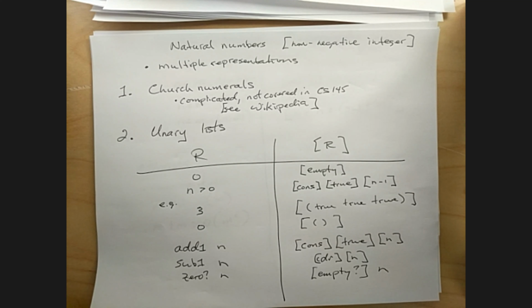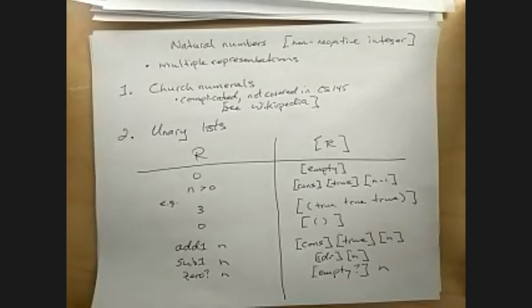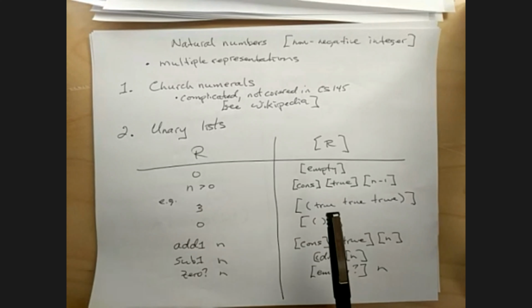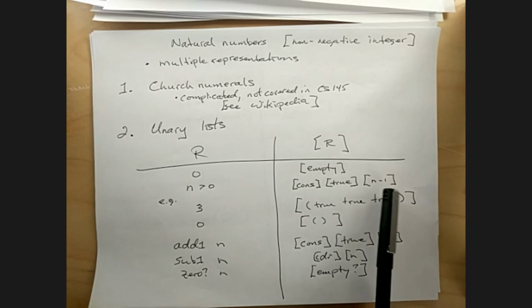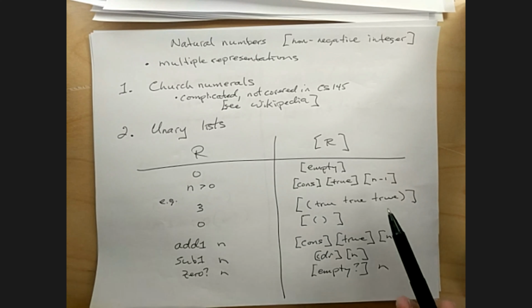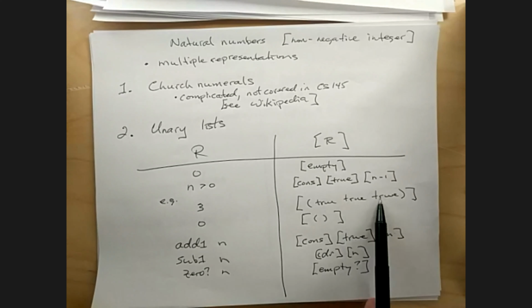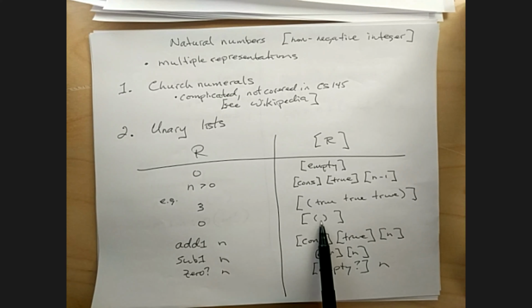Now, what's the value of those elements going to be? It doesn't really matter. For this explanation, I'm just going to make it a list of trues. So 0 is going to be implemented by the empty list. N, where n is greater than 0, is just formed by consing true onto whatever the representation is for n minus 1. So, for example, 3 would be represented as true, true, true. 0 would be just the empty list, and so on and so forth.